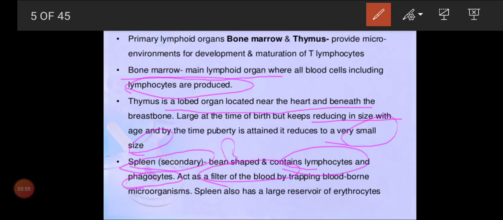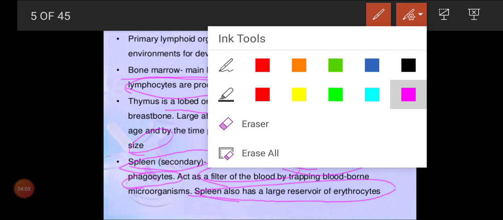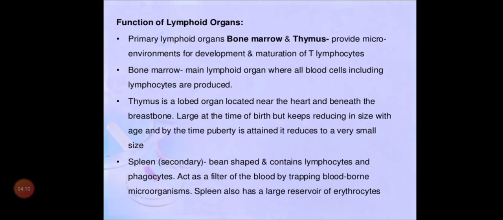Is that clear? And the spleen also has a large reservoir of erythrocytes, which we learned in 11th standard. More RBCs can be seen in the spleen region.